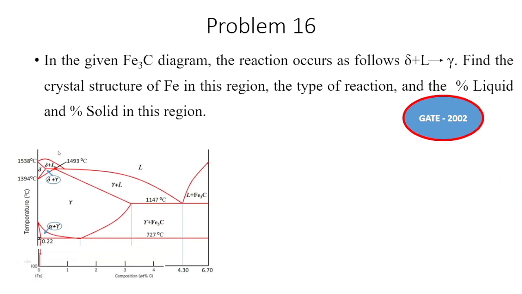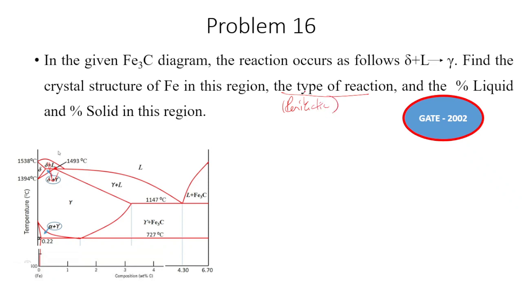The problem given is, we have an iron carbon diagram like last time. The reaction occurs at delta plus liquid turning to austenite. So where is this exactly? If we look at the diagram, the peritectic reaction, at 1493. Yes, exactly. So the type of reaction that is occurring over here is the peritectic reaction, right?